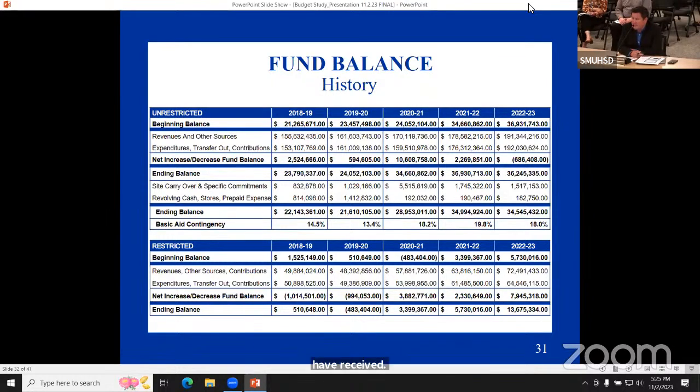My percentage that I'm using is at the end of the 22 year, so it doesn't include the 23. We don't have that data yet from School Services, but it was a little over 20%, the statewide average for reserves.